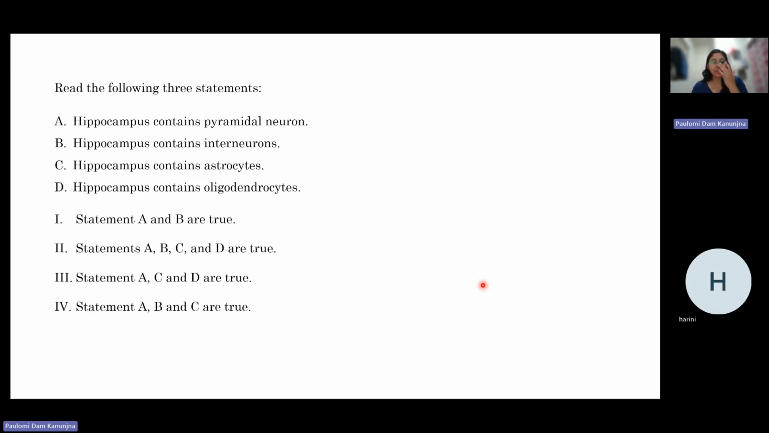So basically, all of these are present in the hippocampus. We have seen it has pyramidal neurons, and we discussed pyramidal neurons extensively in the last class. We also discussed interneurons. We looked into astrocytes and oligodendrocytes a few minutes back in this session and the previous session as well.